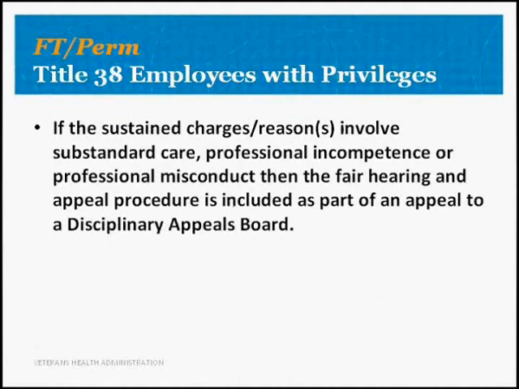If there are reasons of substandard care, professional incompetence, or professional misconduct demonstrated, then the individual, as we've talked about several times, must be afforded a fair hearing. In this case, the fair hearing and appeal procedures are included as part of the appeal to the Disciplinary Appeals Board. So in the proposed removal and revocation letter or the proposed reduction letter for a major adverse action, the appeal would be made for a Disciplinary Appeal Board, and that letter states the requirements for submitting the request for an appeal to the Office of Human Resources and Employee Relations in VA Central Office, timeframes, etc. That office will manage the Disciplinary Appeal Board for this full-time permanent employee with privileges.